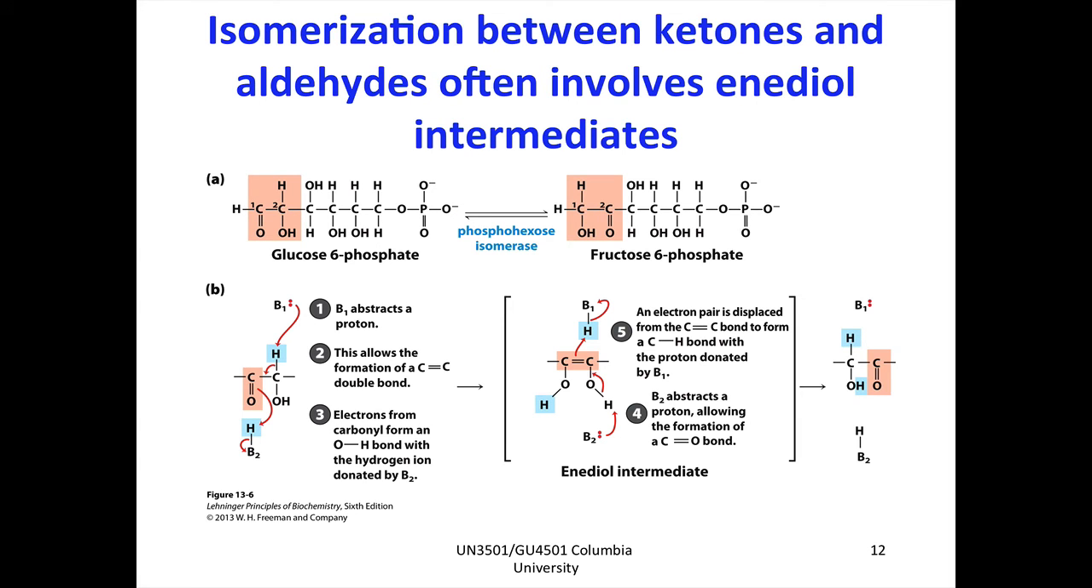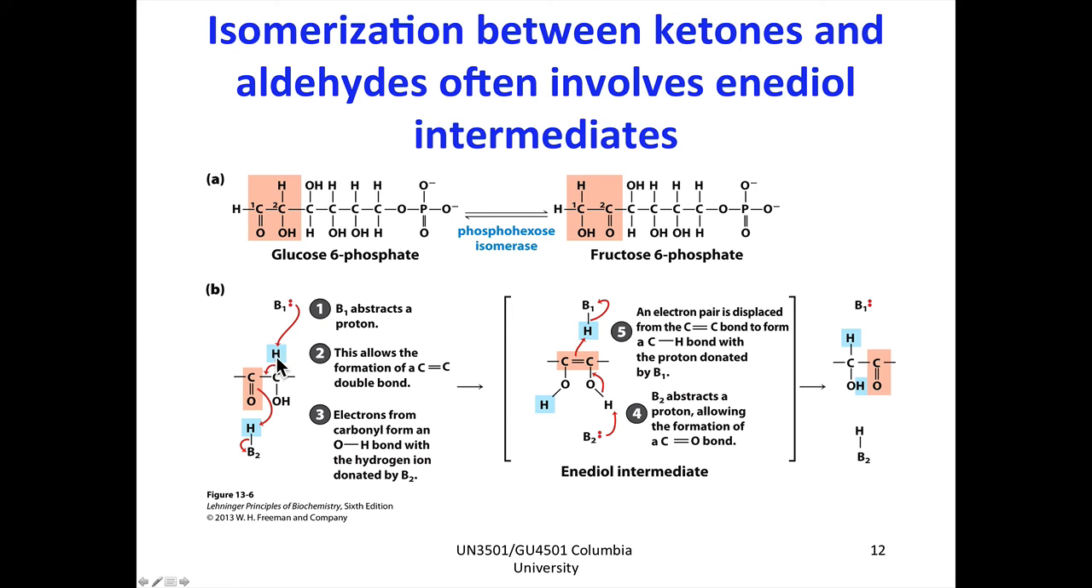So what about other kinds of mechanisms? Another common one is isomerization between ketones and aldehydes. That often involves a so-called enediol intermediate, but it's the same exact reaction we just saw. It's enol-ketone tautomerization. So let's say, for example, we have glucose. We have this aldehyde of glucose.